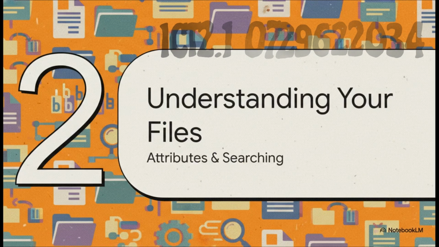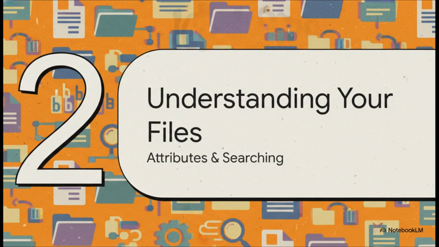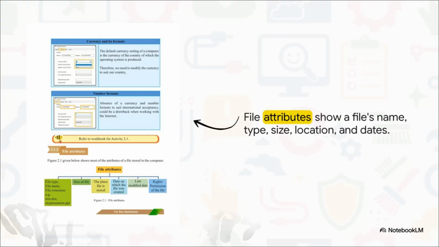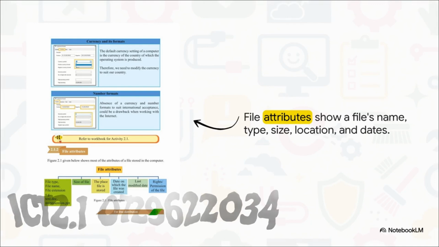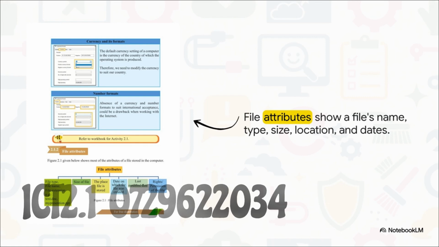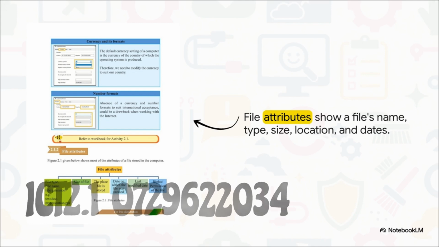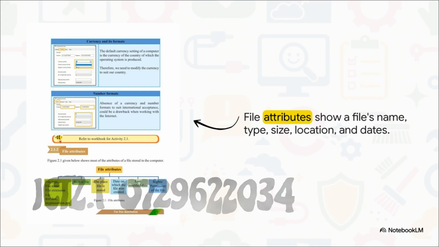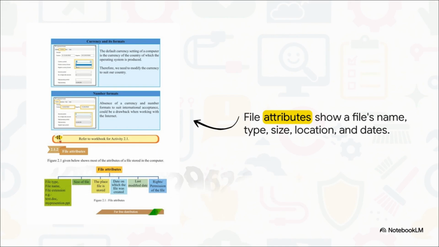Okay, so now that your computer is set up for your specific location, let's talk about organizing your digital life. In this next part, we're going to dive into how to manage your most important asset, your files. So every single file on your computer has something called attributes. The easiest way to think of this is like the label on a physical file folder. This label tells you everything you need to know: the file's name, its type, like is it a document or an image, how big it is, where it's stored, and even when it was created or last changed.